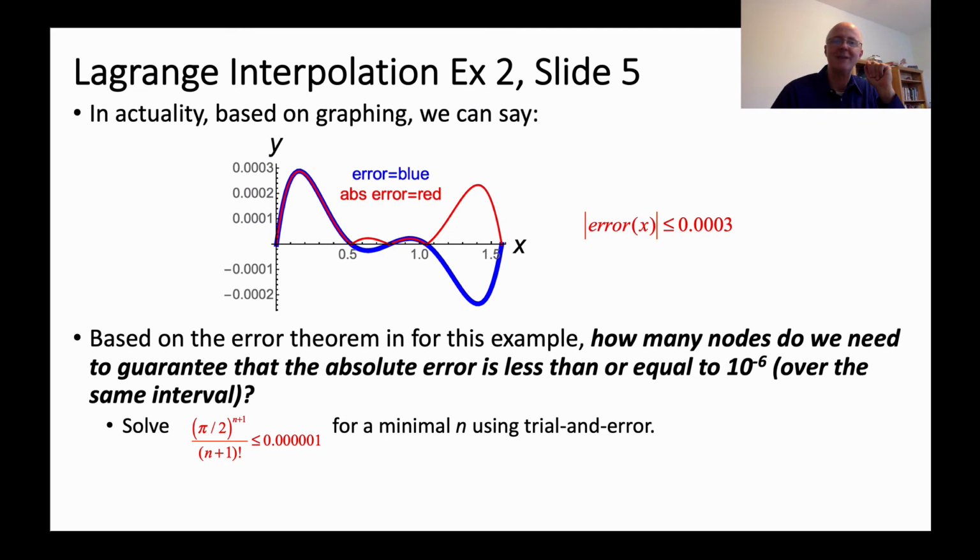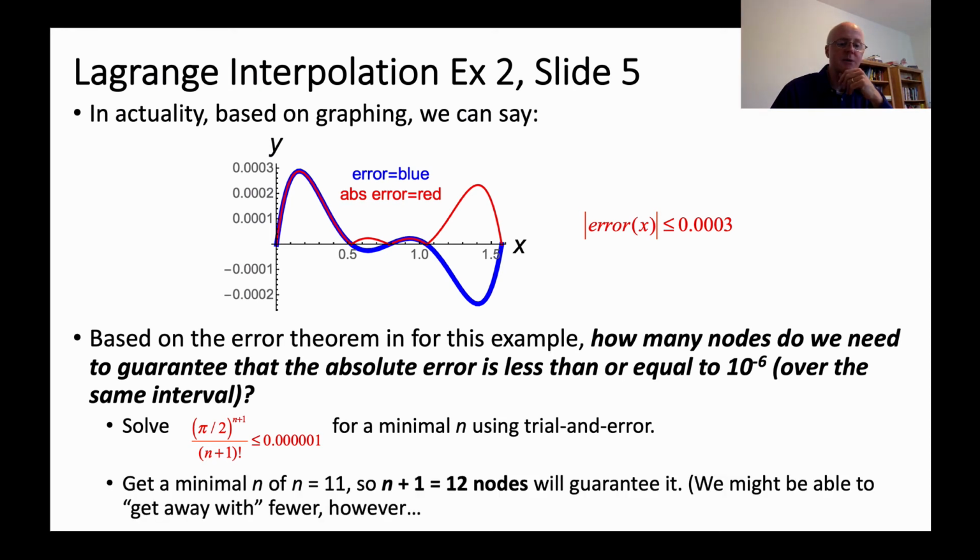Solve for a minimal n using trial and error. There's not really a way you can solve for n very easily here besides just using trial and error. You should check this on your calculator. If you do use trial and error, the minimal value of n as a whole number that makes this inequality true is n equals 11. And therefore, 12 nodes would guarantee that our error is less than or equal to 10 to the negative 6. Graphically, we might be able to get away with fewer nodes, however.